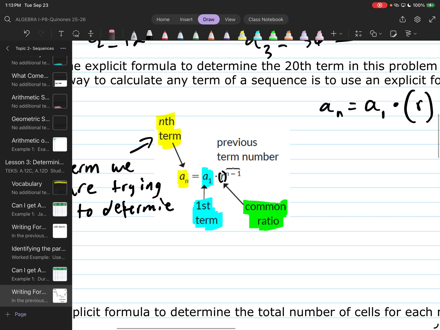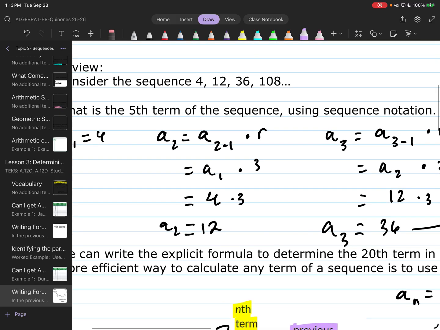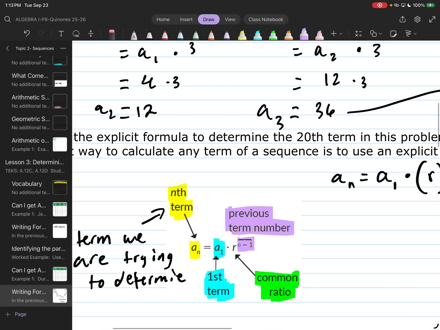And what do you notice about this? The n minus 1. Where is it located? It's an exponent, right? Meaning we're going to raise r to that power. And what is n minus 1? That references what? The previous term, right? The most previous term that we had. So if we were looking for term 2, n minus 1 would be 1, right? It really just depends.